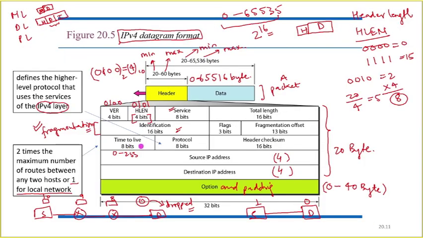So we need to find out what the byte number is. This is 1 byte, second byte, 3, 4 bytes, 5, 6, 7, 8. After the 8th byte, this is the ninth byte. Time to live is the ninth byte, and protocol is the 10th byte.